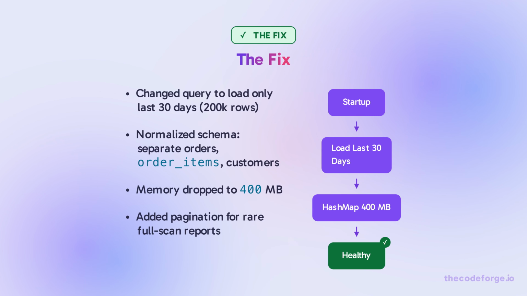The fix was to change the query to load only the last 30 days of orders, about 200K rows, and normalize the schema. Memory dropped to 400 MB. They also added pagination for the rare full-scan reports. The key lesson: always set a time or count bound on in-memory denormalized data.